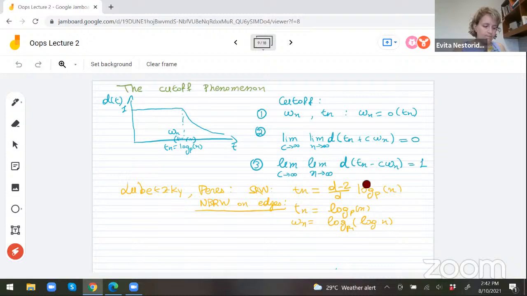And in general, the non-backtracking random walk on the edges has been extremely useful in studying cutoff for simple random walks in other settings, for example, the Erdős-Rényi random graphs. So definitely their technique is a very important technique.